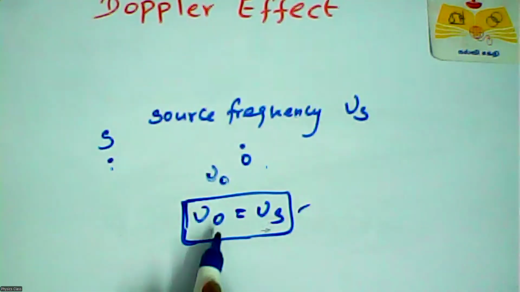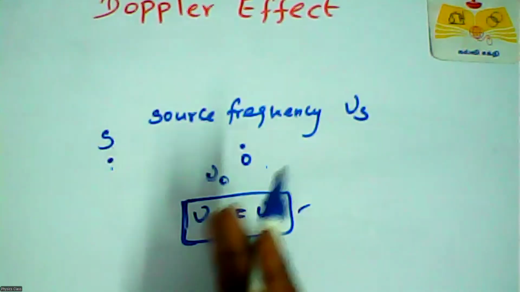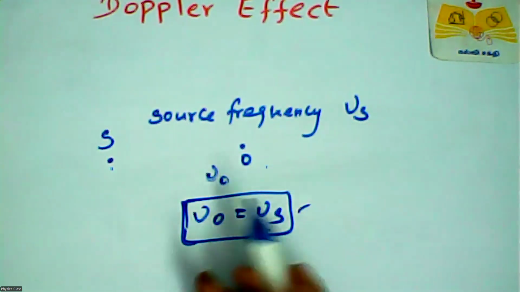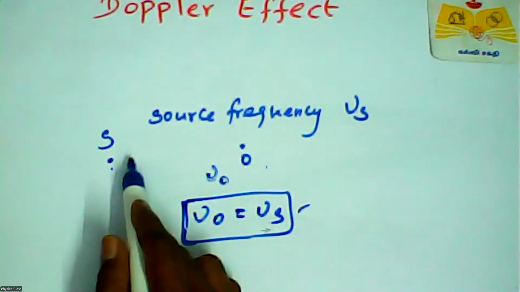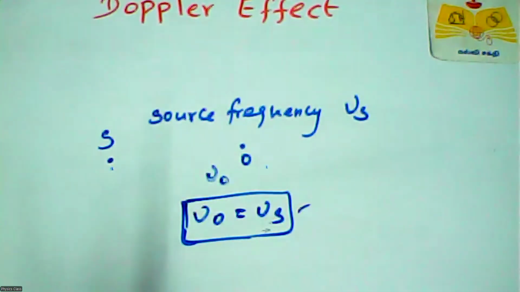Here, no source is moving and no observer is moving towards or away from the source. So here there is no Doppler effect, because there is no change in frequency and no apparent frequency. If the sound source has a frequency like 500 hertz, the observer also observes 500 hertz. So there is no apparent change in the frequency, that is, no Doppler effect is observed.